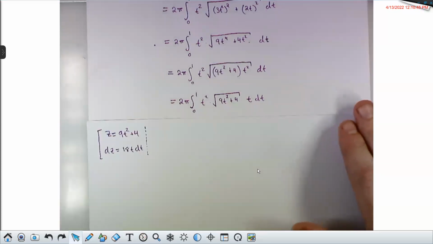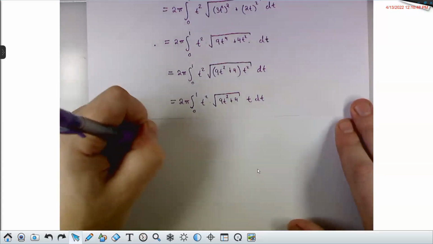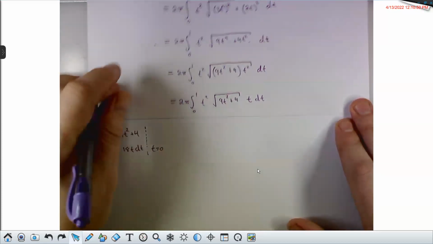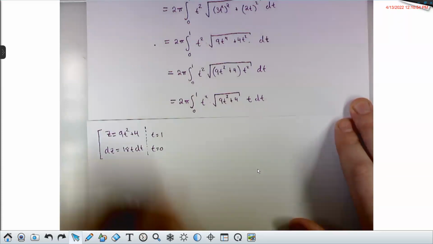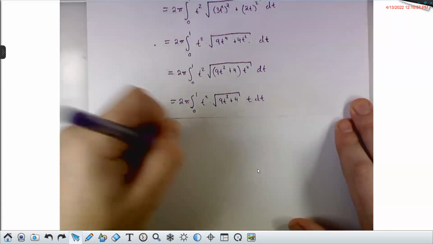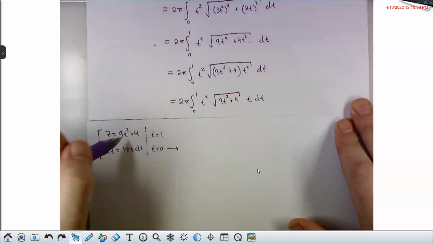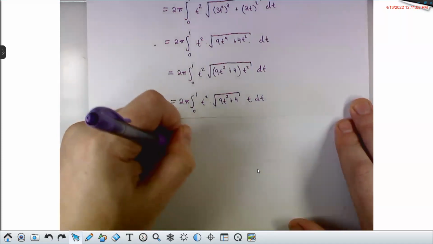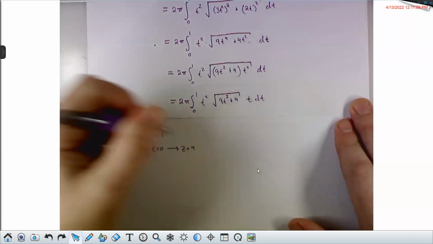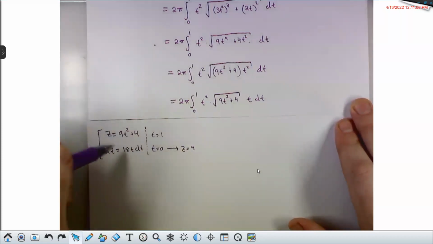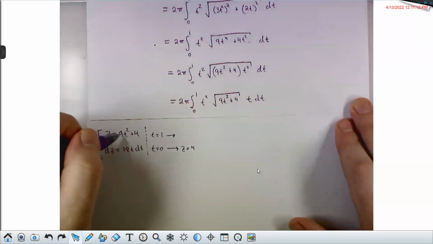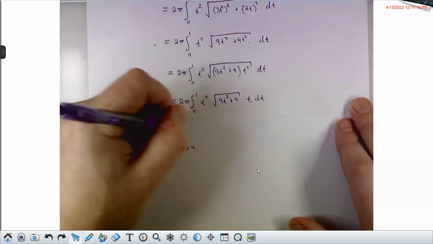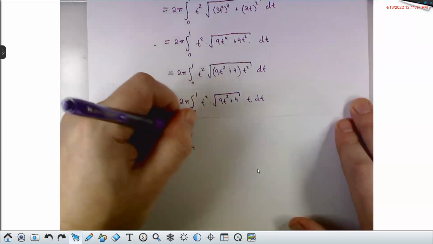We need to change our bounds. So our old bounds were t values going from 0 to 1. When t is equal to 0, if I plug 0 in for t here, I get 9 times 0 squared plus 4. So my z value will be 4. When t is 0, z is 4. And when t is equal to 1 here, I'll have just 9 times 1 plus 4 is 13. So z is going to be 13.